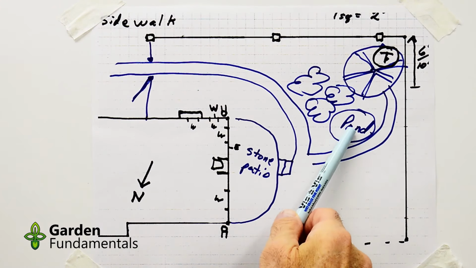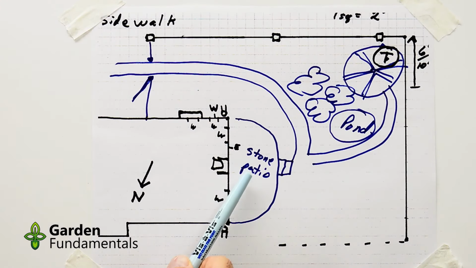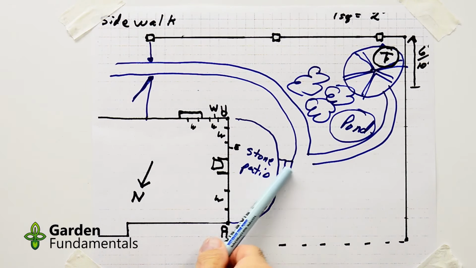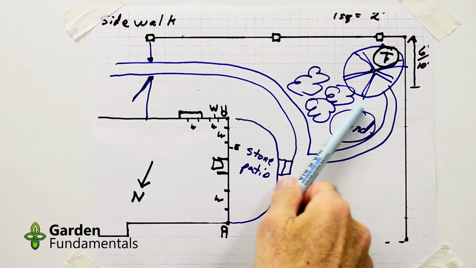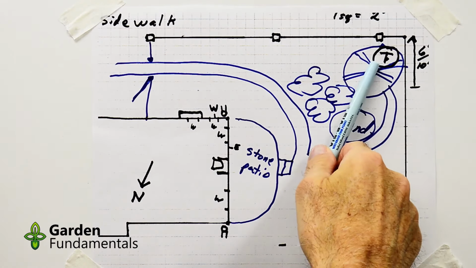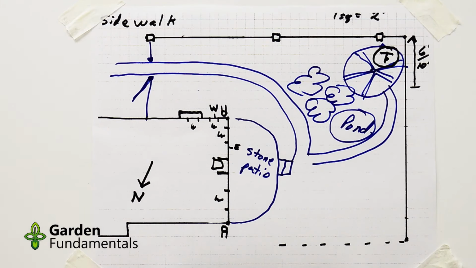What I like about this is that I'll be sitting here and I'll be able to see the pond. That will draw me into the garden. Once I'm at the pond, I'll see the gazebo and be drawn around the corner to the gazebo. So now I've got a couple focal points in my garden.